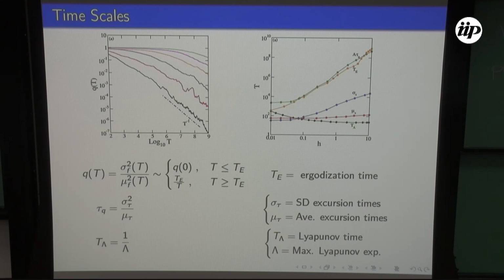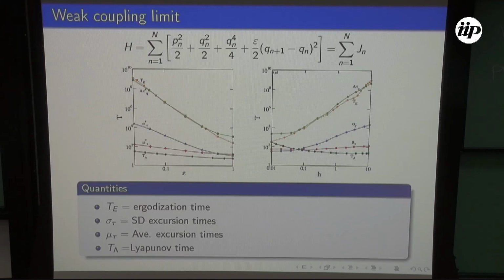It actually has to diverge, because as you go with the energy towards infinity, the system is integrable, so there is no non-zero Lyapunov exponent. Therefore, this time has to be infinite. The fact is that this divergence is very, very slow, while the ergodization time diverges fast, at least much faster than the Lyapunov time. And that is basically what we see in the large energy limit.